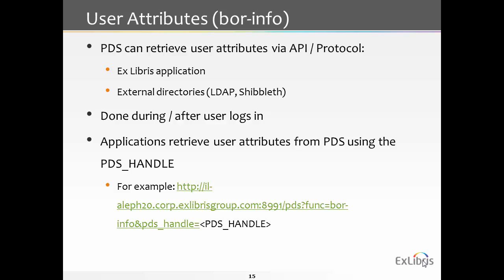And then once the applications request the borrower information, they need to send the handle that they received from PDS back to PDS, requesting information about the user, and then PDS can send back the information it retrieved from external systems. The call is called BOR info, and it's a call that is performed server to server, which means the Ex Libris application requests PDS server to server the information, and then PDS sends back this information to the application for it to use the different attributes of the user.